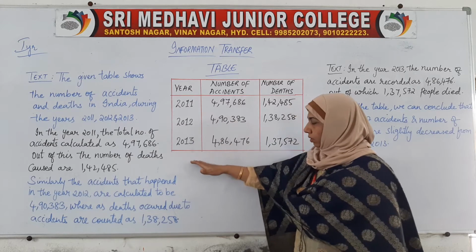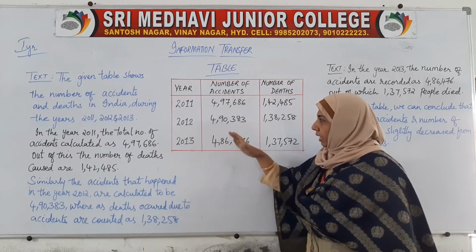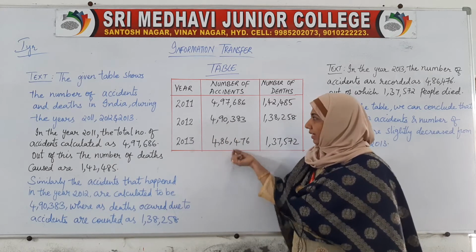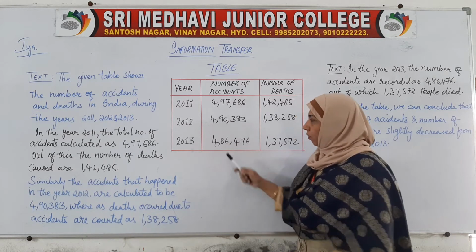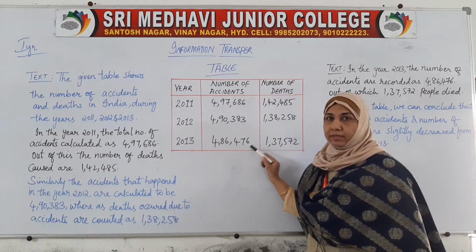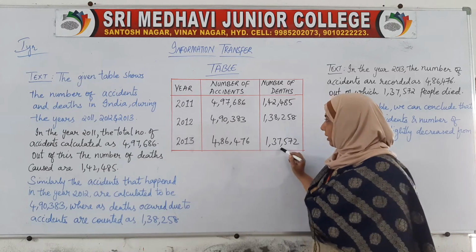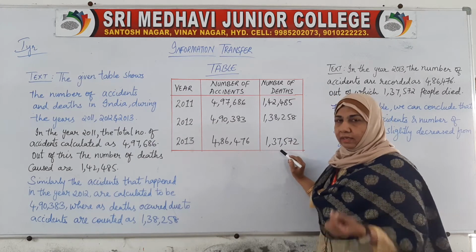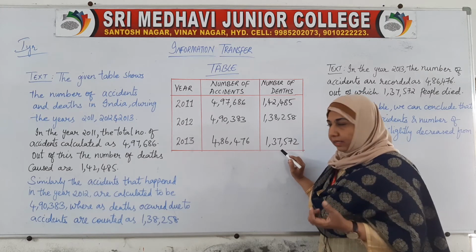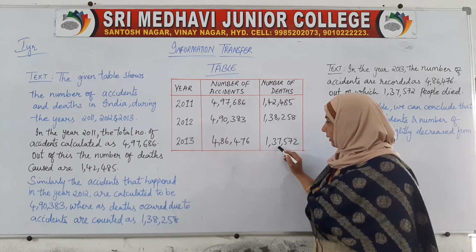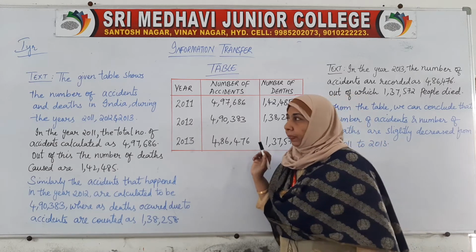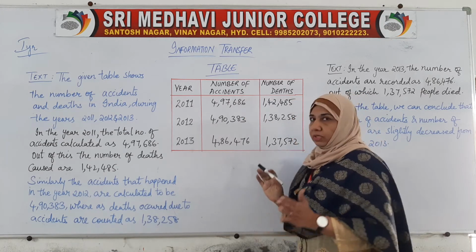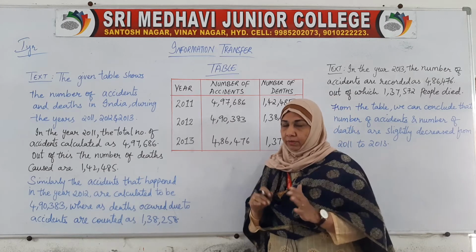Now in the year 2013 we can find that the number of accidents shows a slight decrease and is counted as 4,86,476, whereas the deaths also show a slight decrease, that is 1,37,572. This is actually represented in the form of a table.